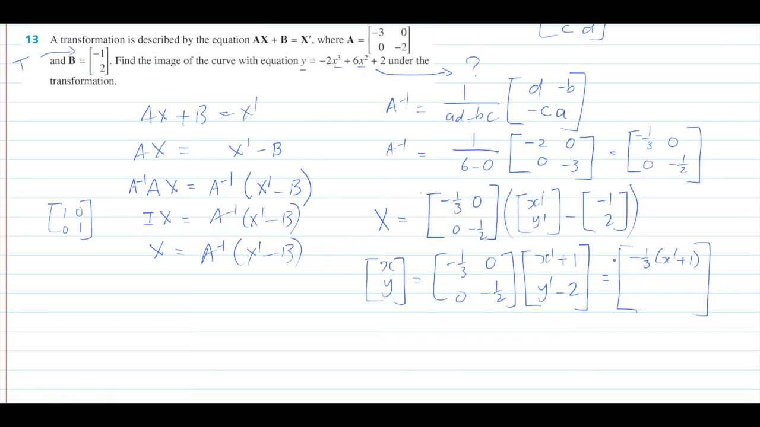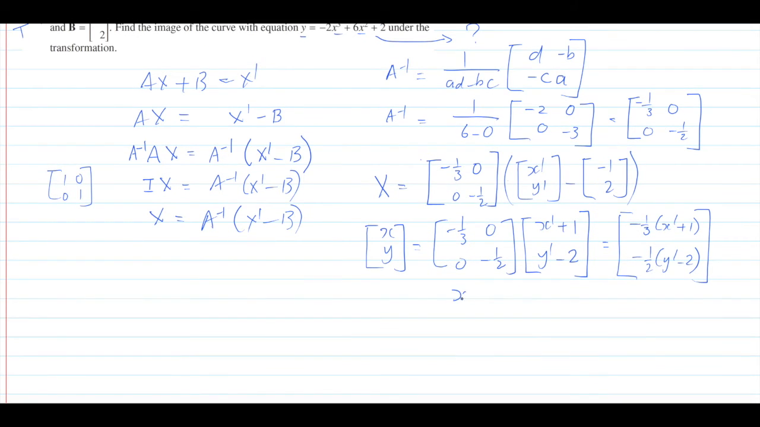Again, the 0 you multiply by the x, and then the -½ multiplied by the y component here, and you get -½ times y prime minus 2, and you have a pretty good looking matrix now. So you can equate these together, and you get x equals -1/3 x prime plus 1, and you have y equals -½ y prime minus 2.